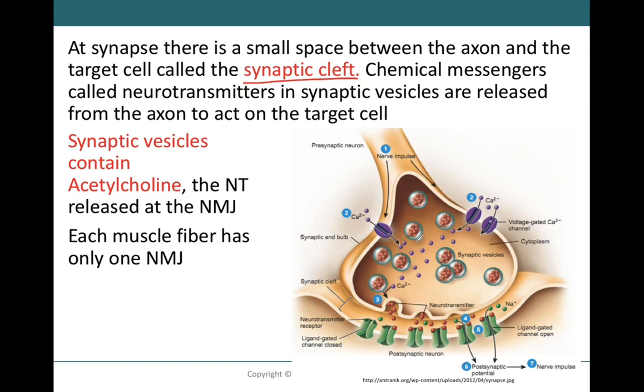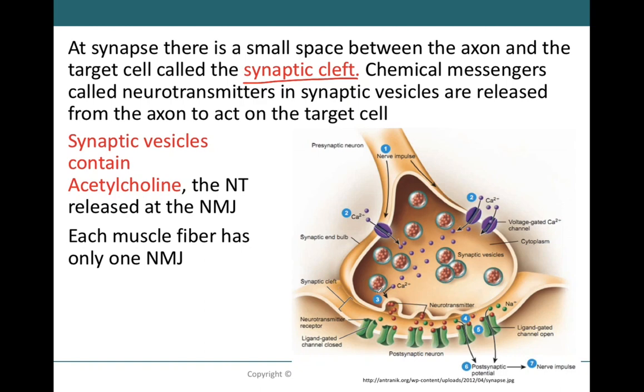So our neuron is going to have little vesicles containing acetylcholine, that neurotransmitter. And what's going to happen is that when the nerve action potential, or the nerve impulse, comes down to the axon terminal, that is going to activate voltage-gated calcium channels found embedded in the membrane of the axon terminal. This is going to allow calcium to flow into the cell, which will eventually act on these vesicles to allow them to be exocytosed into the synaptic cleft.